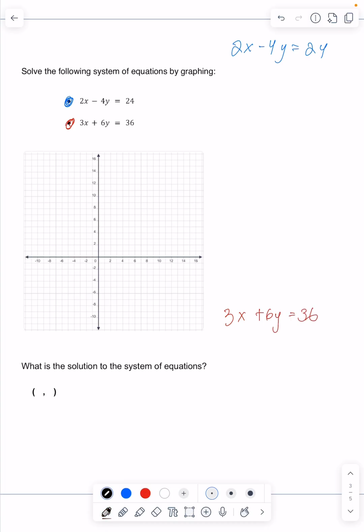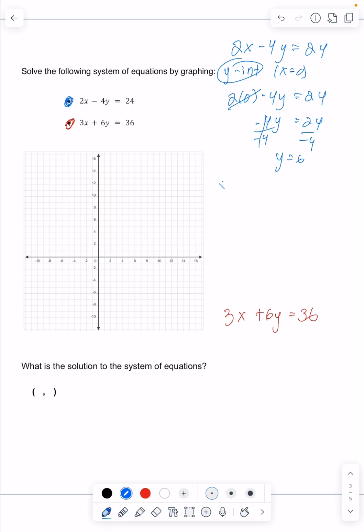So same concept for both. First, we want to find the y-intercept, so we set x equal to 0. So we get 2 times 0 minus 4y equal to 24. That cancels. We get negative 4y is equal to 24, and dividing by negative 4, we get that y is equal to 6.